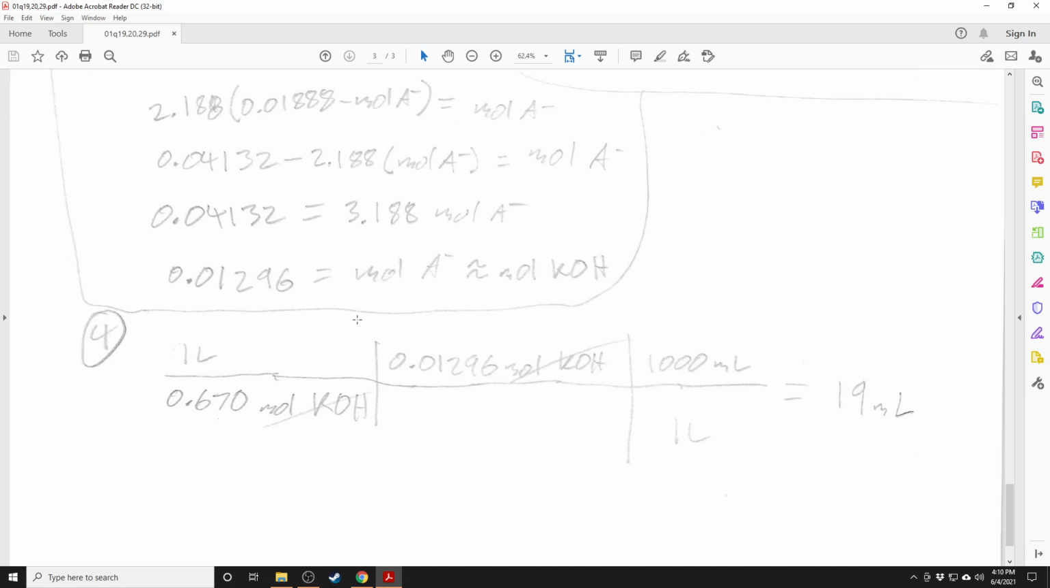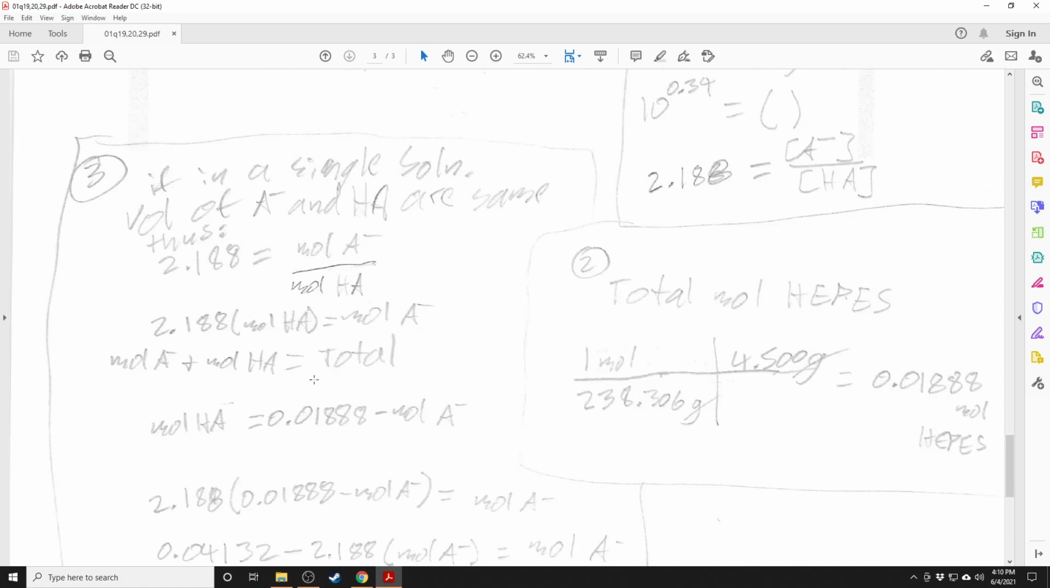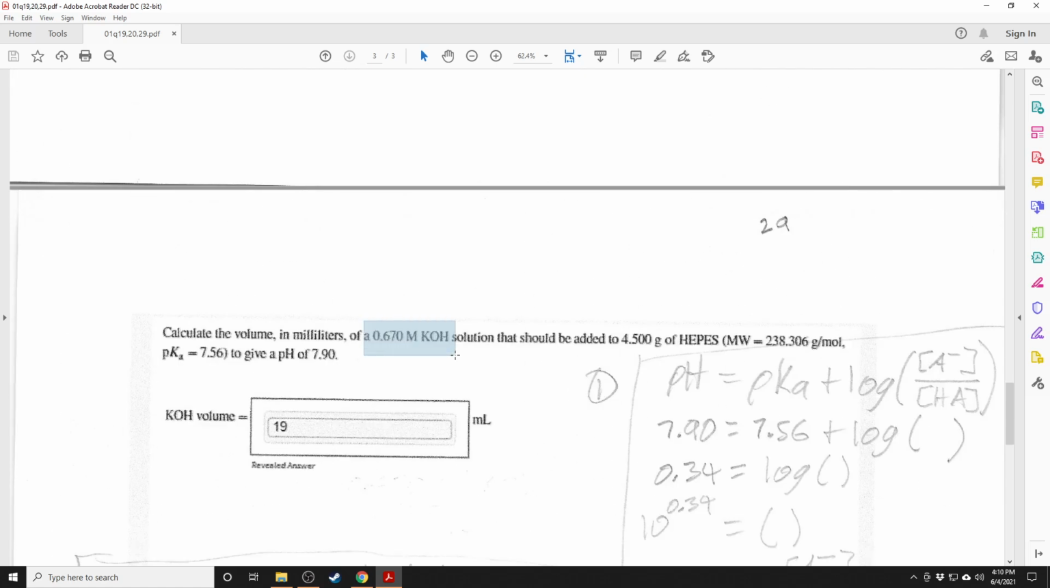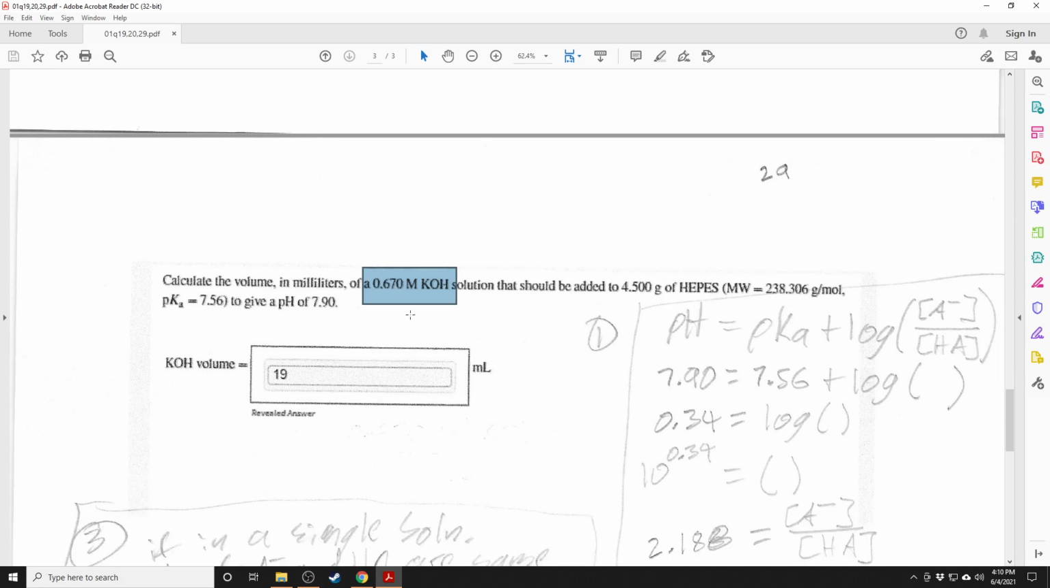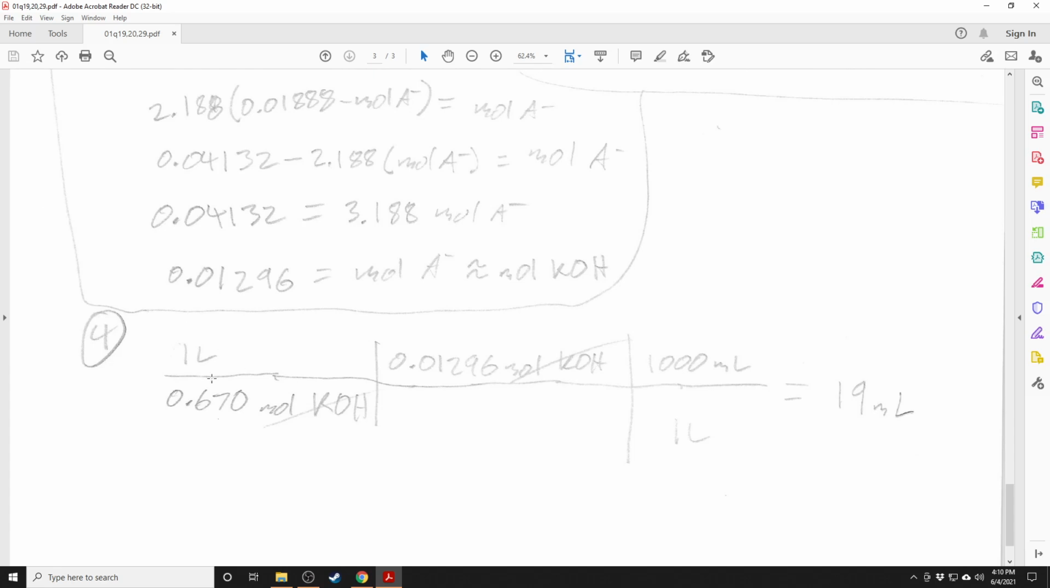All right, so again here, this is just the molarity. The definition of molarity is moles over liters. And so I was given 0.670 molarity KOH. That means I have 0.67 moles of KOH for every 1 liter. That's the definition of a molarity. And I went ahead and said, well, I want volume at the end of this, so I put the 1 liter on top and the 0.67 moles on the bottom.